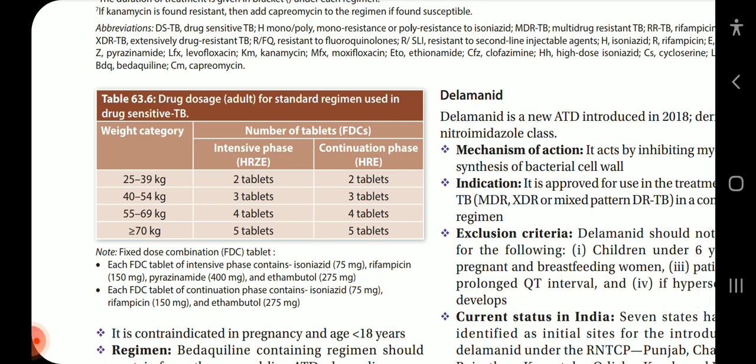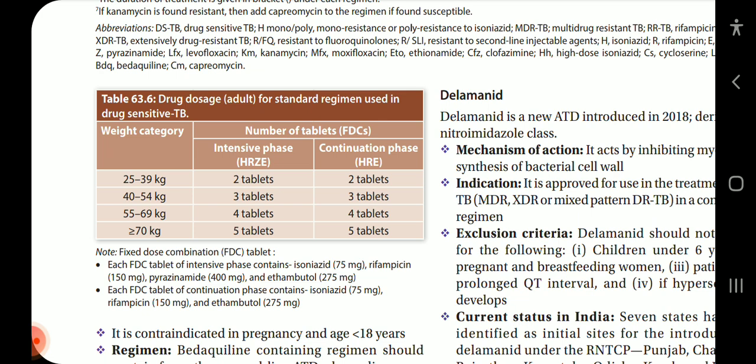Drug dosage also, you can see the weight categories described. Like in intensive phase, 2, 3, 4, and 5 tablets are given for progressively 25 to 39, then 40 to 54, 55 to 69, and more than 70 kgs. While in continuation phase also almost the same number of tablets are given. In intensive they give HRZE, and continuation we give HRE.